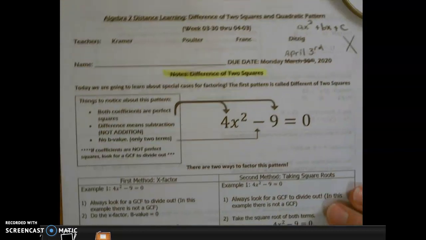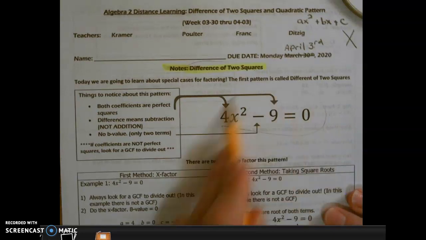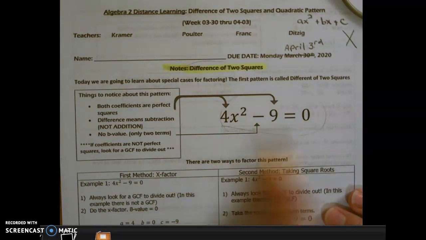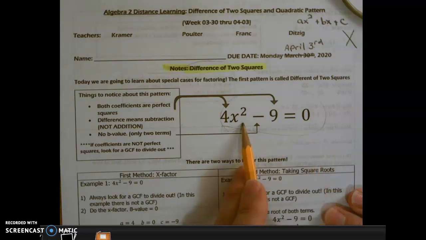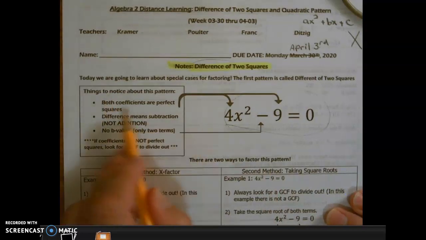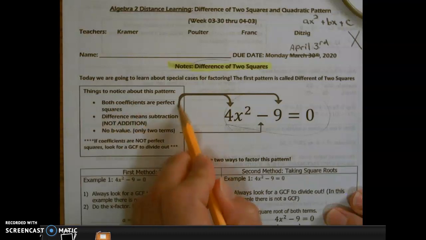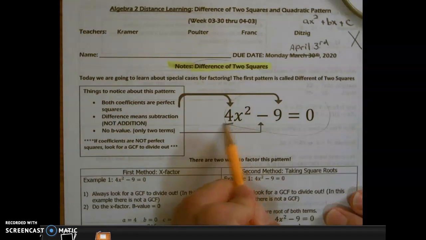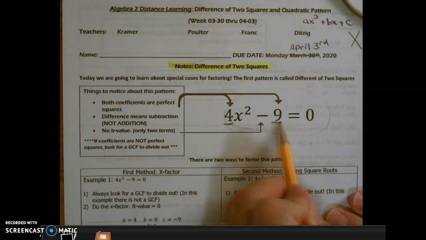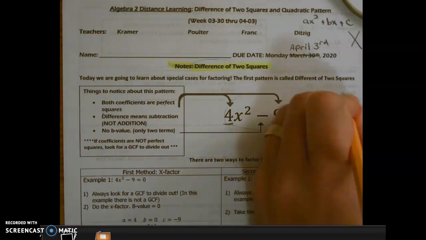Okay, so let's go ahead and take a look at this first example. So right off the bat, we have this equation. What we want to do is factor it, and then find the x-intercepts. So some notes over here. Notice that both coefficients, notice I have a little arrow here, the coefficient, that's this number and this number, are perfect squares. Remember your perfect square sheet that we made?